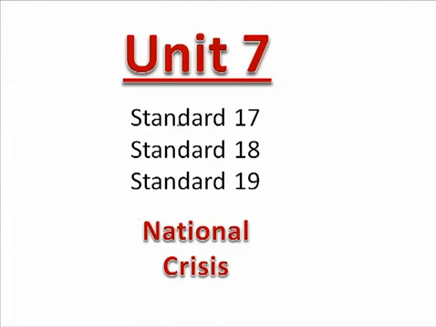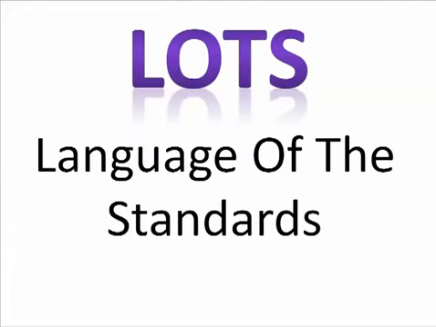Standard 17 is going to refer to the Great Depression in the United States. Standard 18, we're going to talk about the New Deal, FDR's New Deal. And Standard 19, we're going to talk about World War II. Alright, so Standard 17 has three substandards here, A, B, and C. Let's go ahead and jump into that.